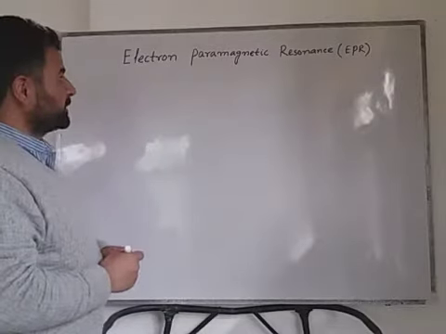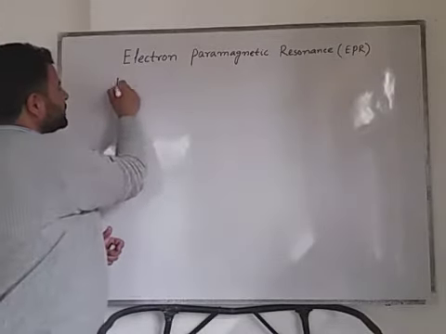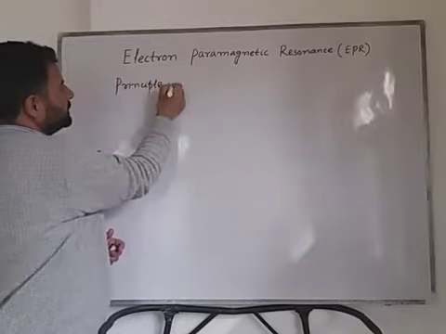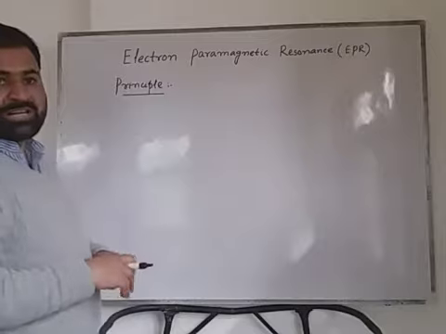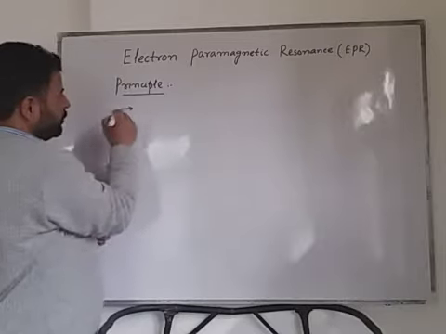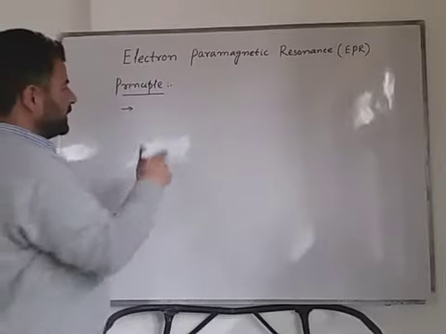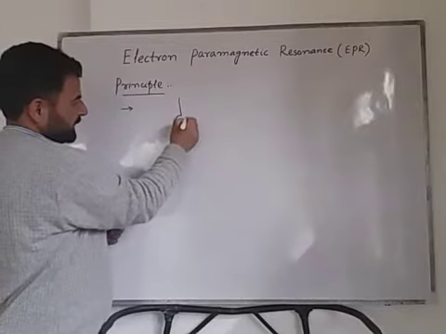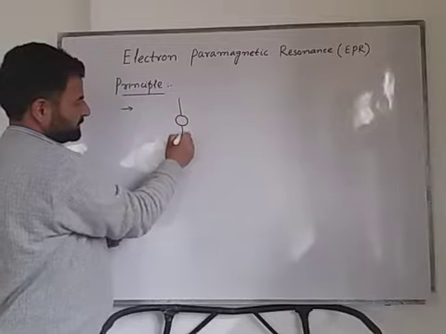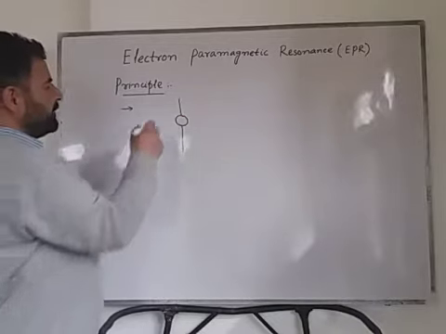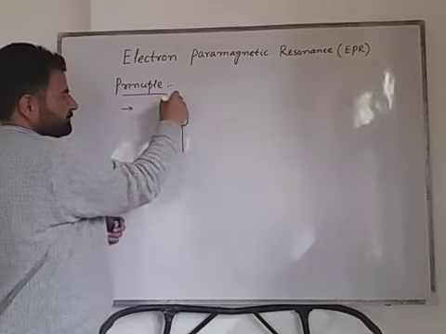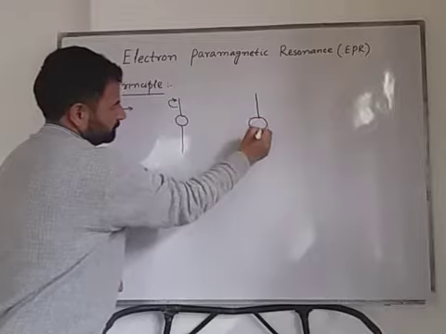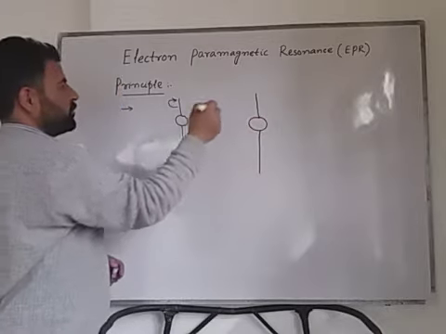Okay, dear students, now we will move to the principle of EPR spectroscopy. That means how it actually works. We already studied that the electron can have two types of spins. That means it can have a clockwise spin like this, or it can have an anti-clockwise spin like this.